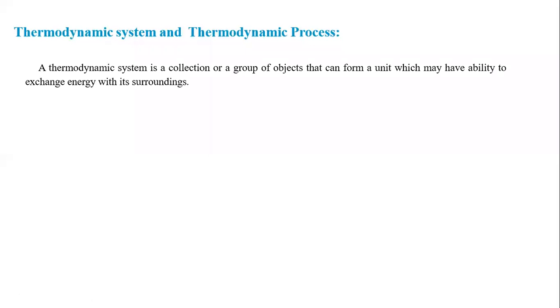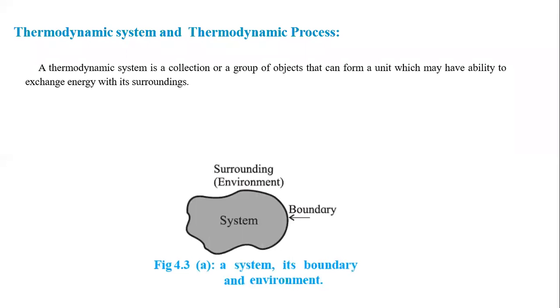Thermodynamic system and thermodynamic process. A thermodynamic system is a collection or a group of objects that can form a unit which may have the ability to exchange energy with the surroundings. Now we consider some examples. Let me talk about a system. This is a boundary and this is a system. The system may be anything, maybe water in a glass. And this is the surrounding and this is the boundary.